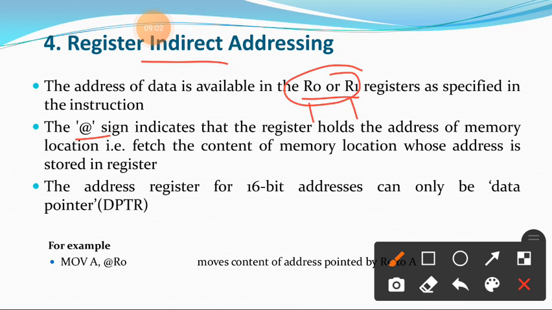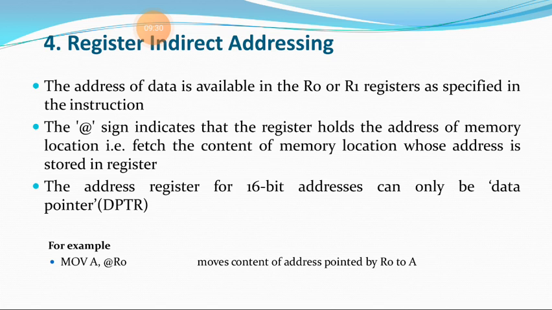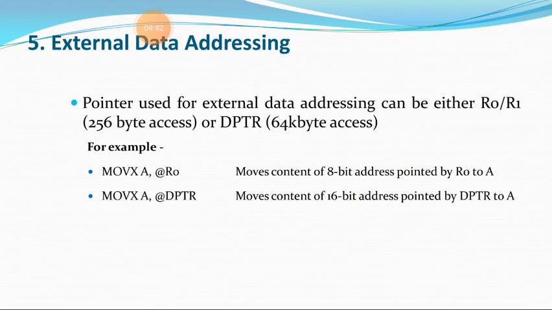It indicates the register holds the address of the memory location. That is, fetch the content of the memory location whose address is stored in the register. So here R0 indicates that it stores the address, and the content in that address location will be copied into the accumulator. So, move the content of the address pointed by R0 to A. And for a 16-bit address, we are using the data pointer DPTR.